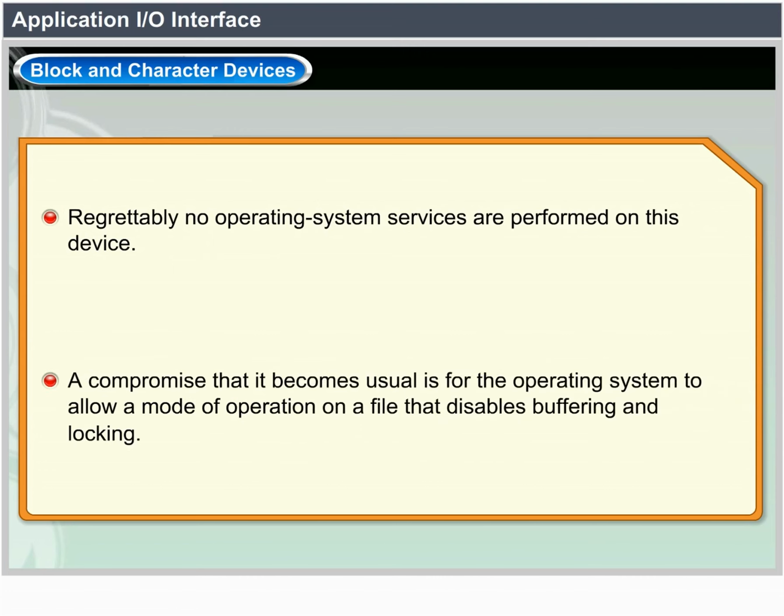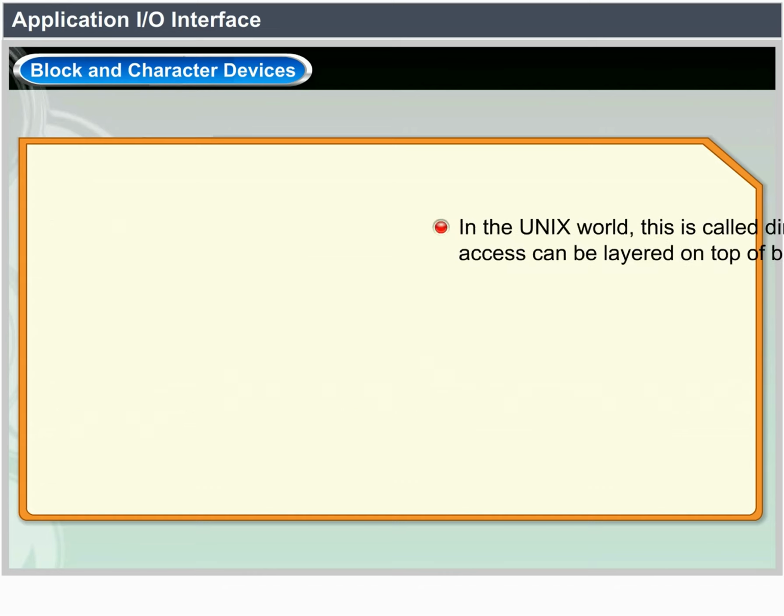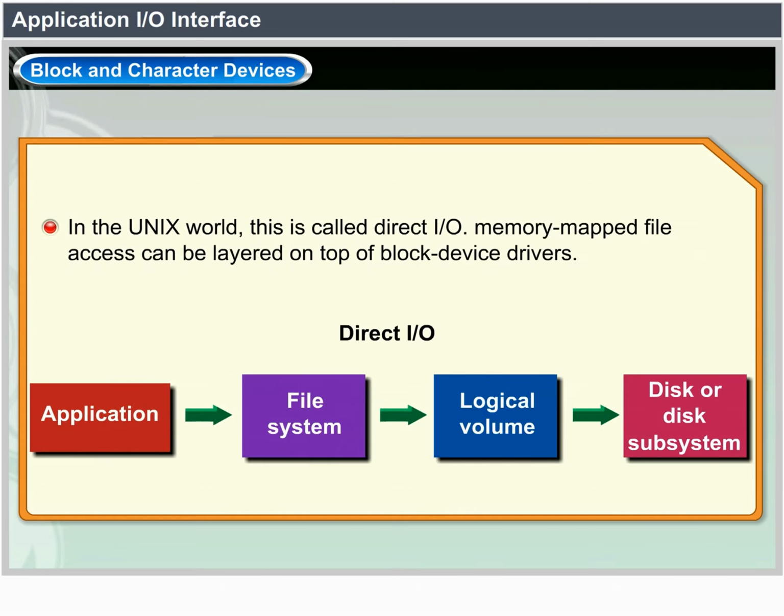A compromise that is becoming common is for the operating system to allow a mode of operation on a file that disables buffering and locking. In the Unix world, this is called direct input-output. Memory mapped file access can be layered on top of block device drivers.